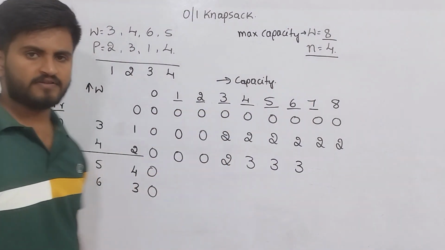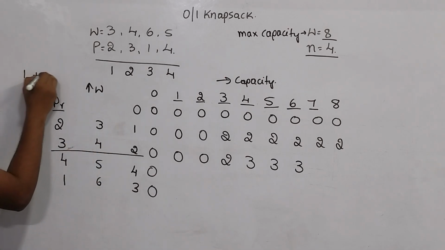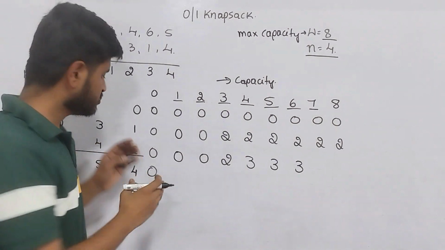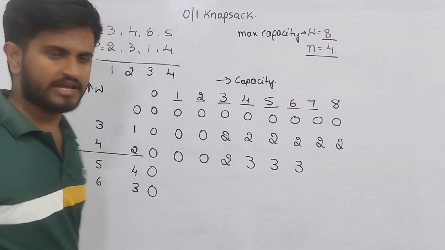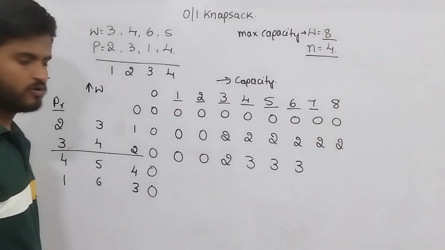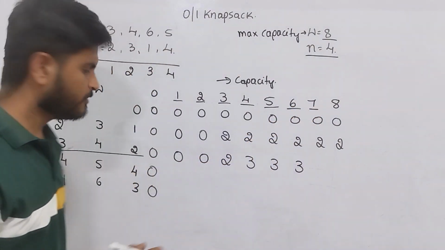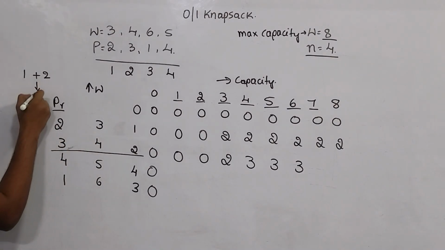Next, my capacity is 7. I can place first item, I can place second item, or else I can also place first and second item combinedly. So both of them also I can place there because maximum capacity is 7, and if you add their weights, 3 plus 4 will be 7. So 7 weight can be kept in the 7 capacity box. So you just add the profit of them. 3 plus 2 will be 5.